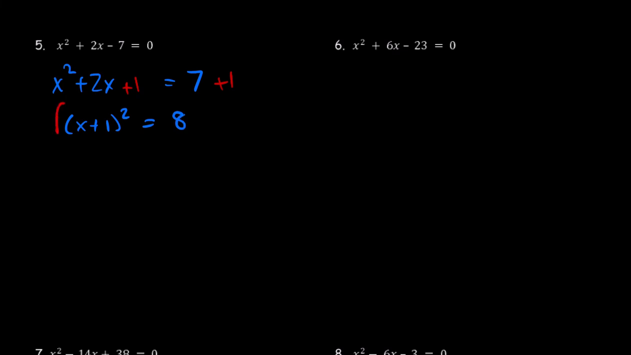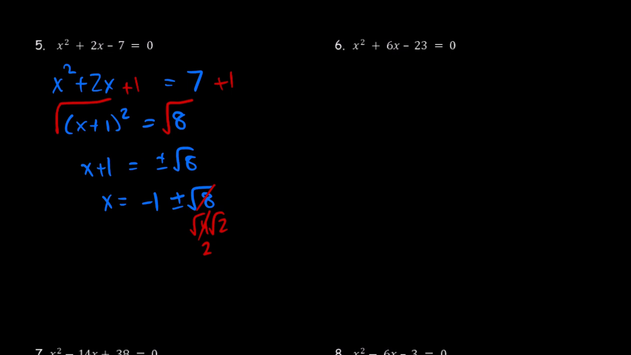We now take the square root of both sides, and I get x plus 1 equals plus or minus square root 8. Subtract 1, so I get negative 1 plus or minus square root 8. And we can simplify this. So I have square root 4, square root 2. Square root 4 is 2. So your final answer would be x equals negative 1 plus or minus 2 radical 2.